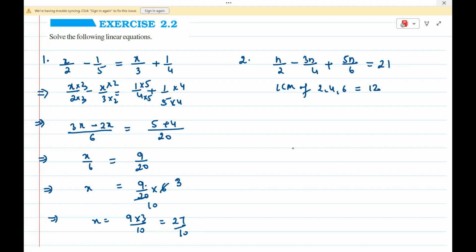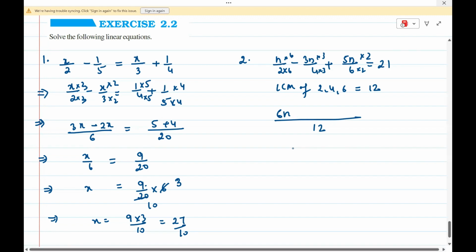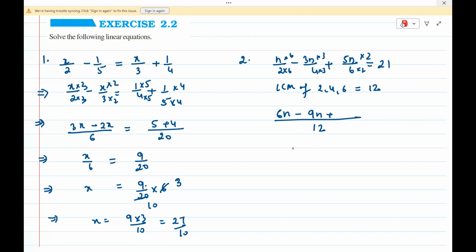So make the denominator equal 12. Here I need to multiply by 6, here multiplied by 3, and here multiplied by 2. So it is going to be 6n, and here minus, 3 3s are 9n, and then 5 2s are 10n is 21. Next step, I can see 6n plus 10n is 16n. 16 minus 9 is 7n divided by 12 is 21.